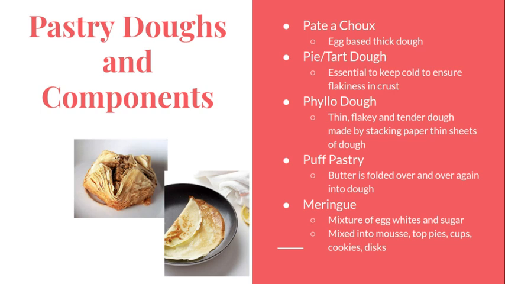So, different types of pastry doughs that we're going to be looking at. The first one is pate choux dough, and we're going to be looking at that this week. Then there's pie and tart dough, phyllo dough, puff pastry, and meringue is kind of the outlier because meringue is a mixture of egg whites and sugar, but it's used to complement or it's used in a lot of pastries and pastry doughs, and so meringue gets looped in with there too.